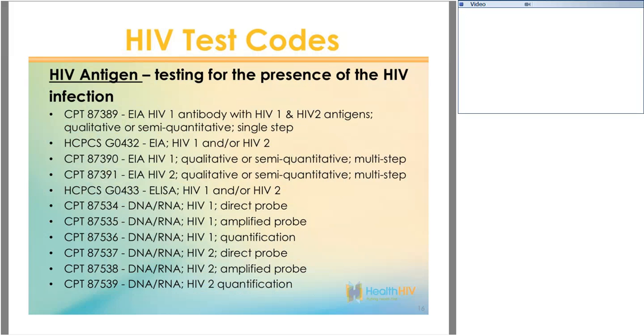So these codes here are your HIV antigen testing codes. And so these codes are typically not reported in a facility setting by the physician. Typically these codes will be reported if they are sent out to a freestanding lab for processing, or perhaps you have a lab on site that is responsible for processing your specimens.